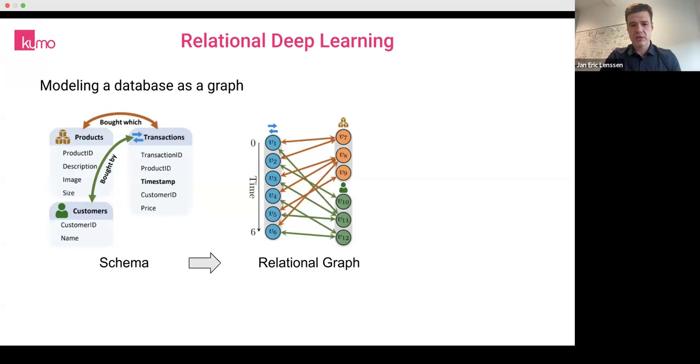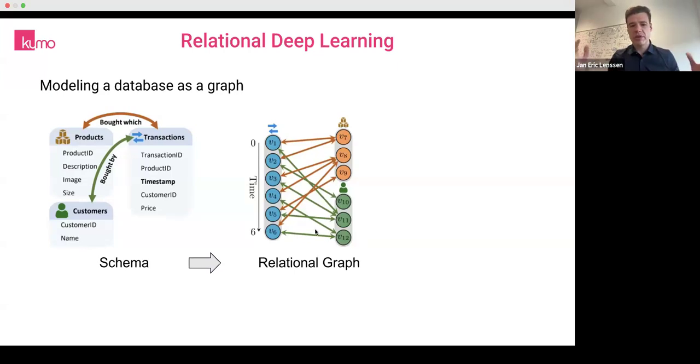And this graph is constructed in the following way. For each row in your original database, you get one graph node. There's also a time ordering, because usually you have a timestamp. If you have a timestamp in your database, as is usually given, for example, in a transaction table, then these nodes also have a timestamp. And then the nodes are connected based on the primary and foreign key relationships of your original schema.